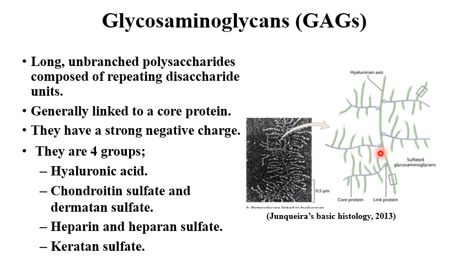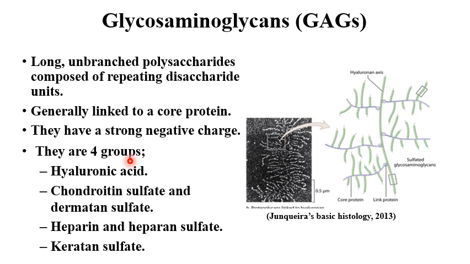In hematoxylin and eosin stained sections, they are unstained, but they appear as amorphous structures with PAS staining. There are 4 groups of GAGs: hyaluronic acid. This is a huge unbranched linear structure.